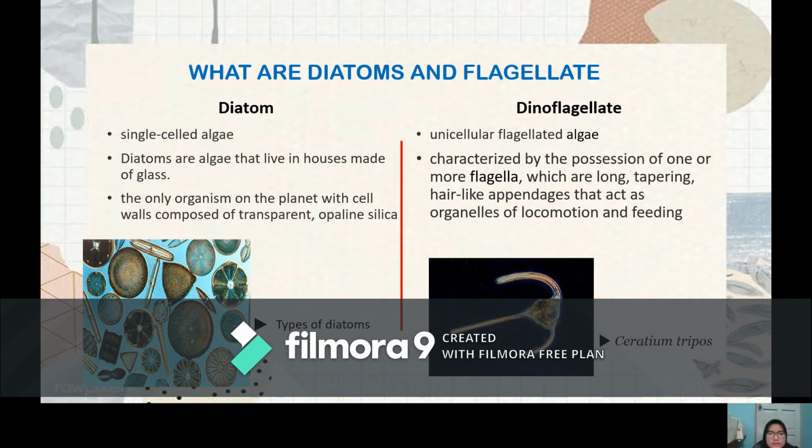Diatom and dinoflagellate are algae. Diatom is a single-celled algae, while dinoflagellate is a unicellular flagellated algae. Diatom is the algae that lives in houses made of glass like this. It is the only organism on the planet with a cell wall composed of transparent opaline silica, while the dinoflagellate possesses one or more flagella, which are long tapering hair-like appendages that act as an organelle of locomotion and feeding.